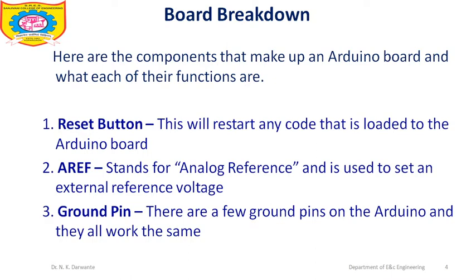Then the second part is the AREF. It stands for analog reference, and it is used to set an external reference voltage. If we have to compare our input voltage with some reference, for calibration purpose, then we have to use this pin. Then the third part is the ground pin. There are a few ground pins on the Arduino and they all work the same. Ground means the reference, zero voltage. And if we have to make a common ground between the Arduino board and other project parts, then for that purpose these pins are in use. Okay, we'll go to the next part.